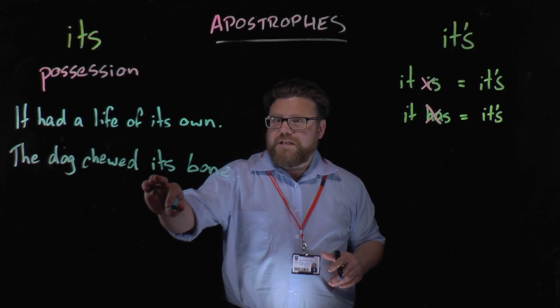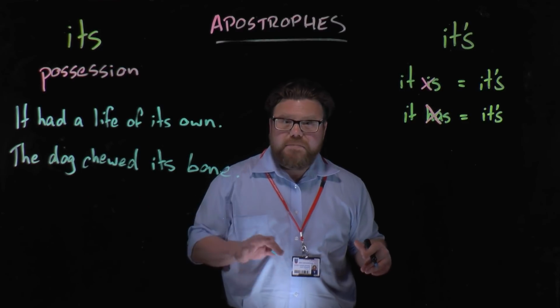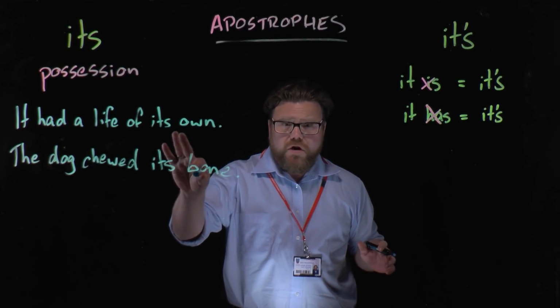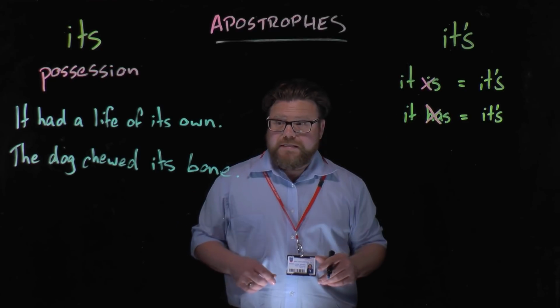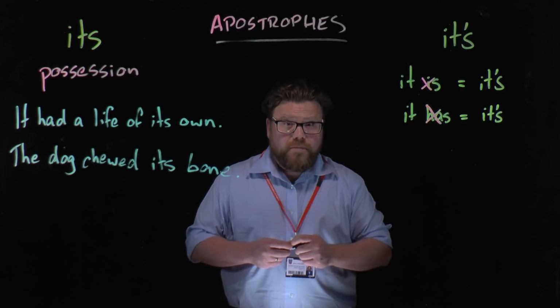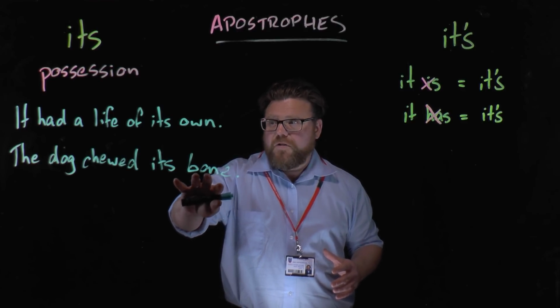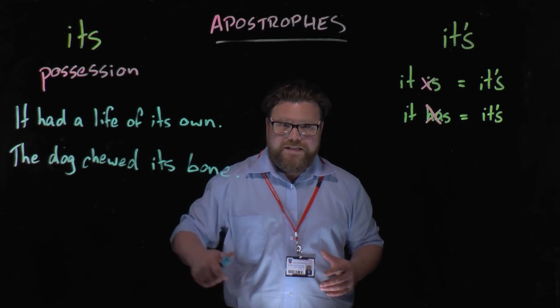The dog chewed it is bone doesn't make sense. The dog chewed it has bone doesn't make sense. So no apostrophe, because we're not using it in this sense. In this case, we're using it as a possessive determiner, determining who has ownership of this thing. The bone belongs to the dog in this case.